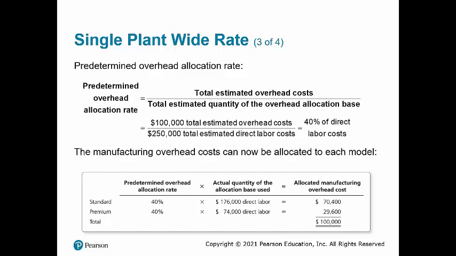$70,400 to the standard tablets. If the premium model had $74,000 in direct labor costs, we multiply that by 40% and we would get the total of $29,600 in manufacturing overhead costs allocated to the premium models. And you can see when we add those two amounts together, we get the total of $100,000 in manufacturing overhead.